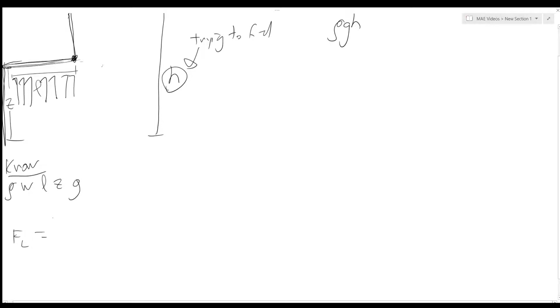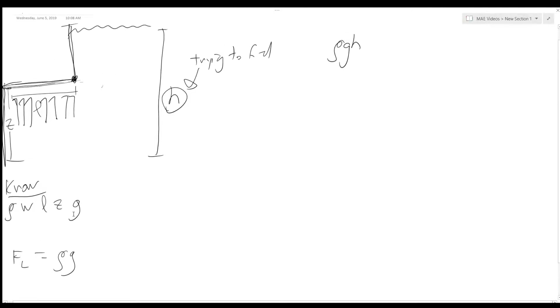which would equal rho g. In this case, when we look at the depth of the water, we're not looking at Z or H specifically, but the difference between them, H minus Z. And then we need to multiply that by the length and then by the width. So this is the force of the left side.